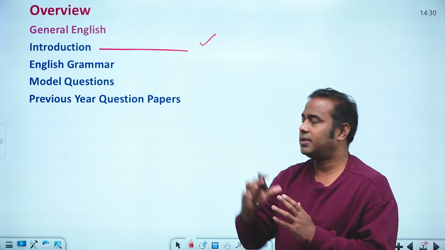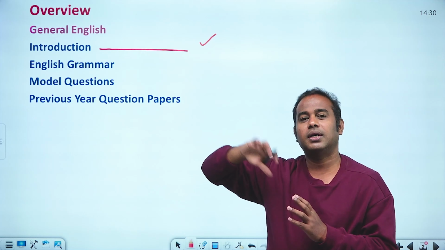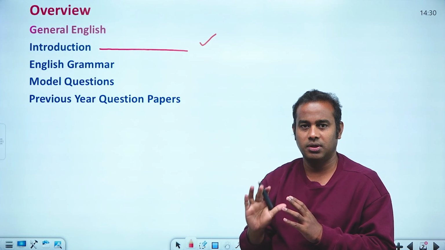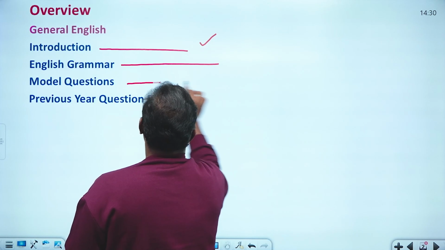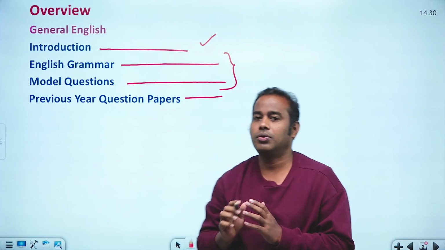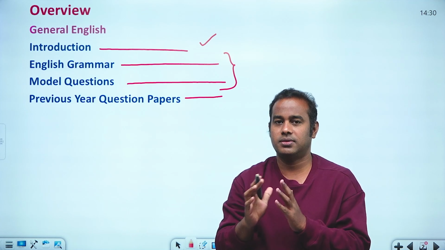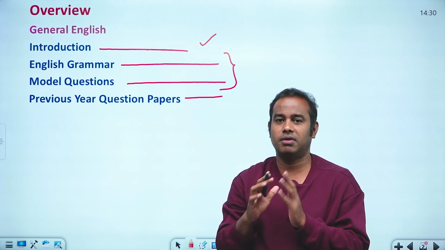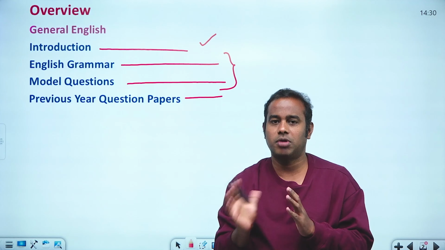Why this video is important: if there is a general English paper in any competition examination, the grammar points and model questions are given high importance. Out of the maximum marks, say for example in IBPS, 30 marks are there for both grammar points and model question papers.